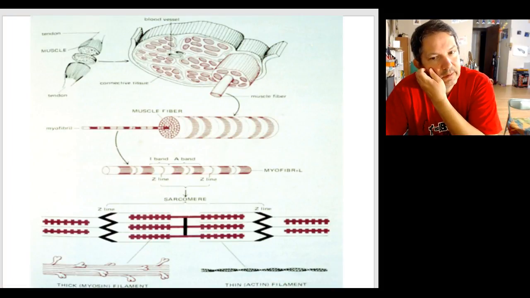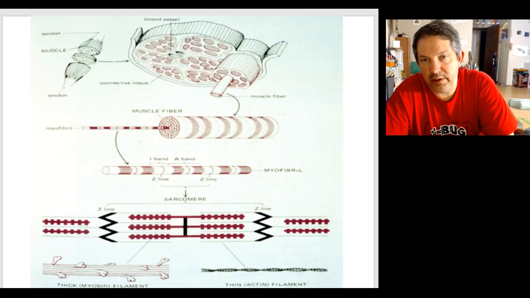And the physiology software has this in video form, and you'll want to check that out as well.